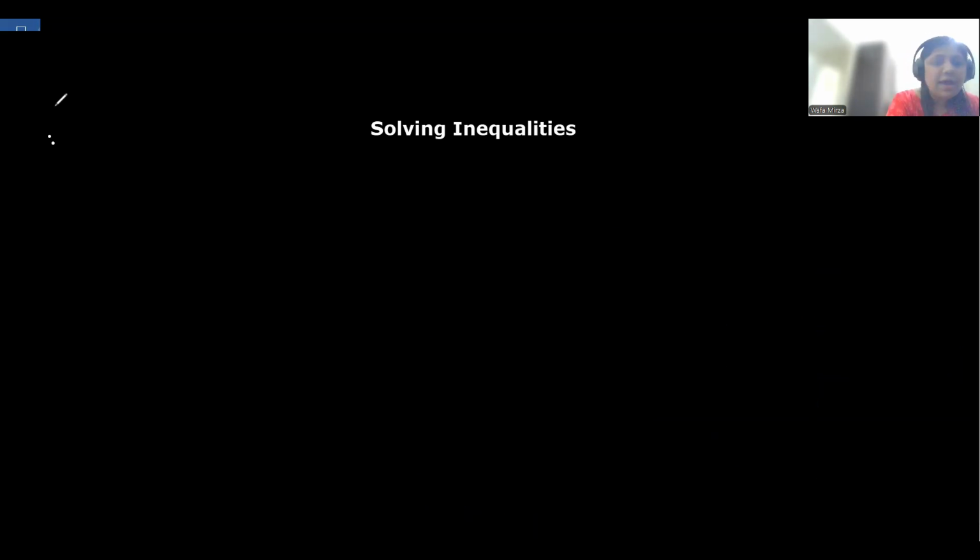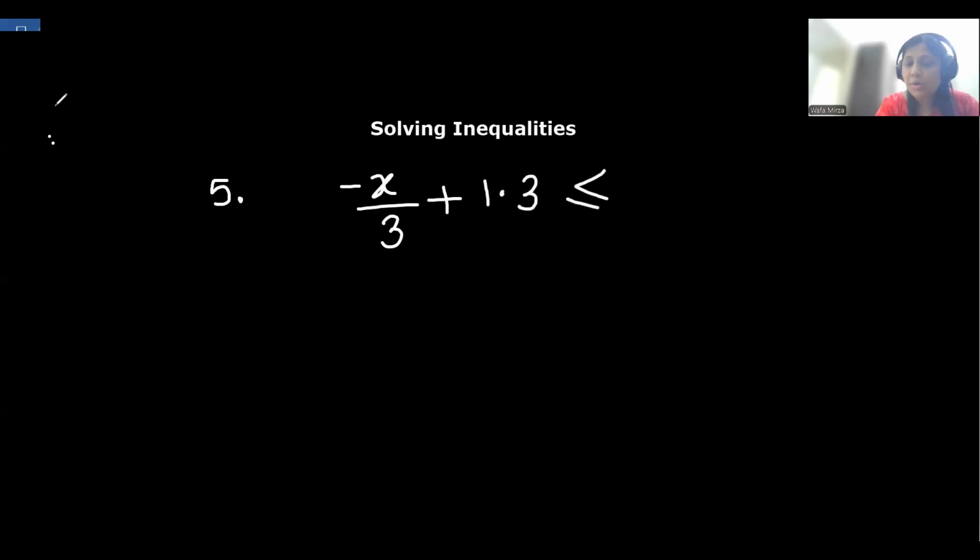So question number 5. You are given minus x divided by 3, sorry, plus 1.3, is less than or equal to 3.3. Right? Now, what is the difference between the previous question and this question?